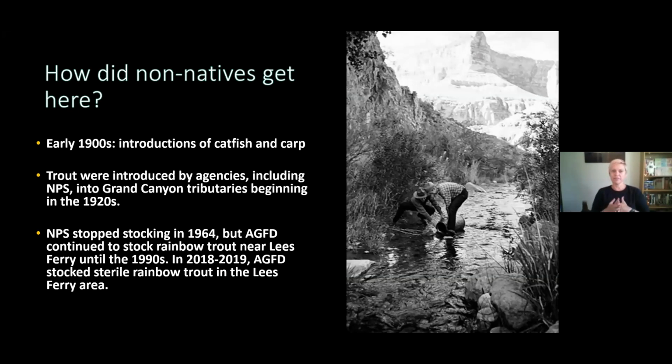So how did we get the non-natives? In the early 1900s, catfish and carp were introduced into the system. And then trout were introduced by the agencies, including the Park Service. Sorry, guys. Trout were introduced in the 20s into the tributaries of Grand Canyon by the Park Service and other folks. The Park Service continued to stock until 1964. Arizona Game and Fish Department continued to stock in the Lee's Ferry area until the 90s. And then they actually began to stock again in the 2018 and 19 periods. They stocked some sterile rainbow trout into the Lee's Ferry area.